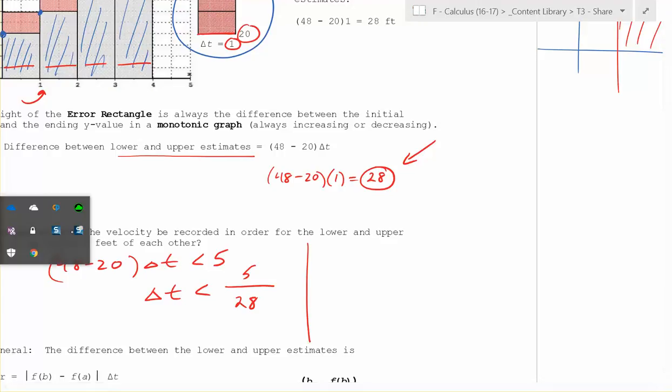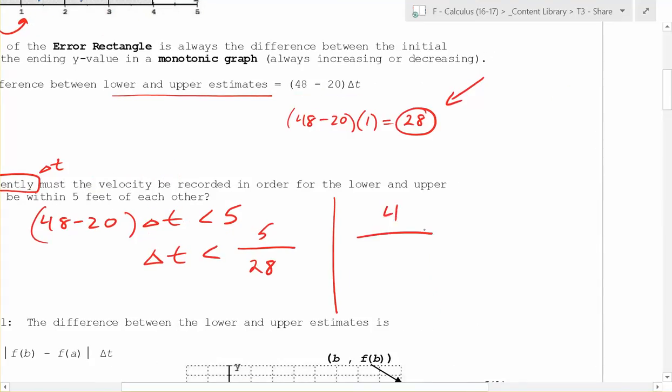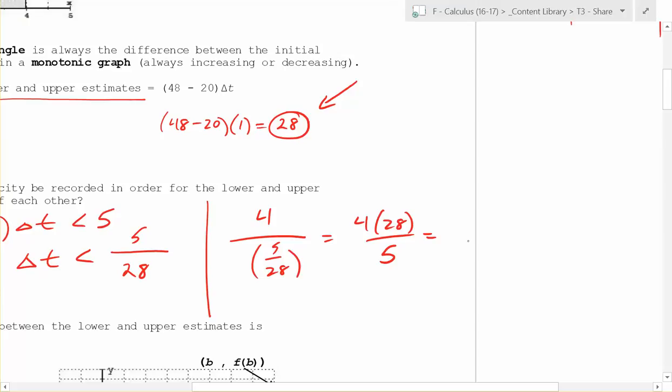Do you understand what I'm asking everybody? So if I wanted to know how many times, the frequency is delta t. If I ask you how many times, it's going to be 4 divided by what? You said it, Noah. 5 over 28. What's that going to be? 4 times 28 over 5, is that correct? So that's 112 over 5, which is 22.4.